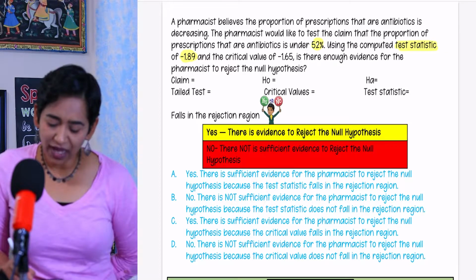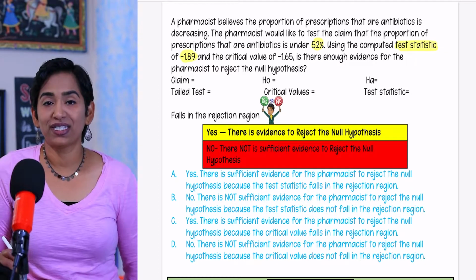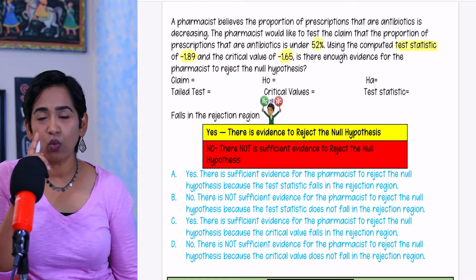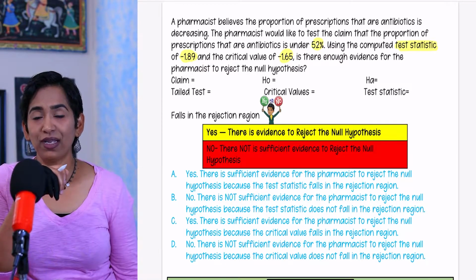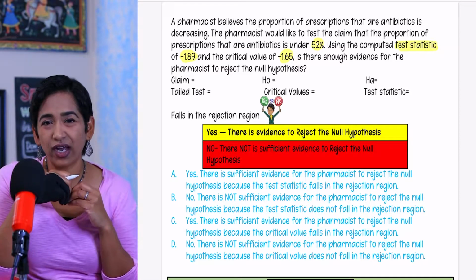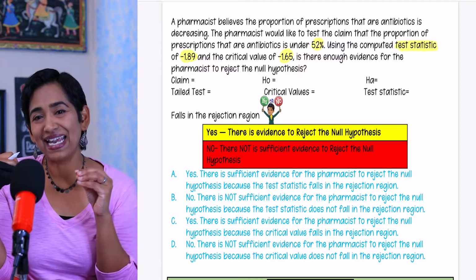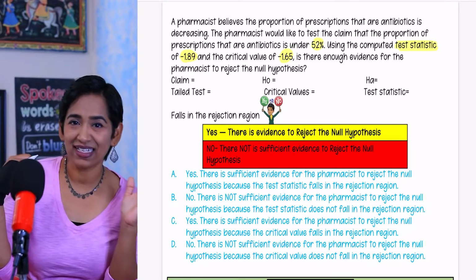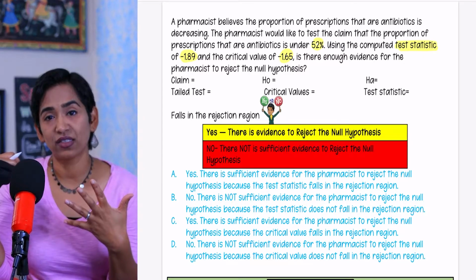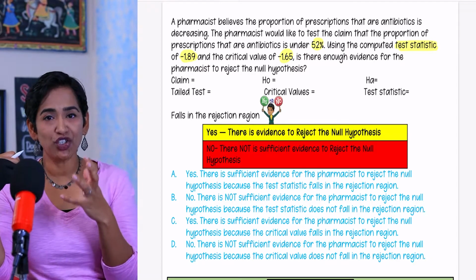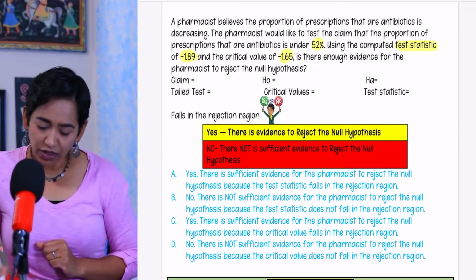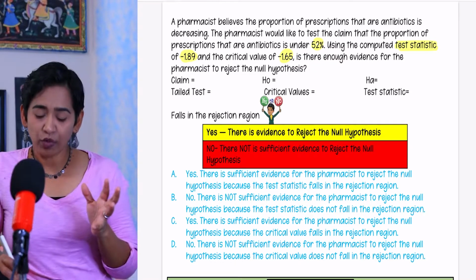My critical value is negative 1.65. I'm going to give you a hint here. If they give you only one critical value, that means it's either left-tailed or right-tailed. But look at the critical value. The critical value is negative, so automatically it is left-tailed. The questions are always giving you the answers. You just have to be patient and listen to them. All right. So the critical value is negative 1.65.